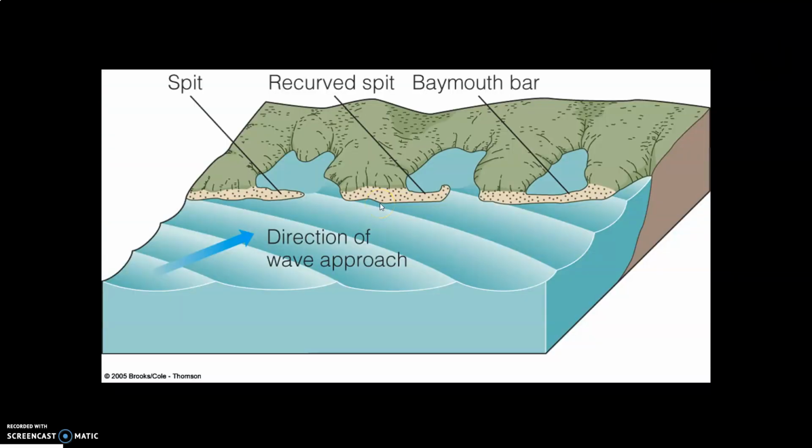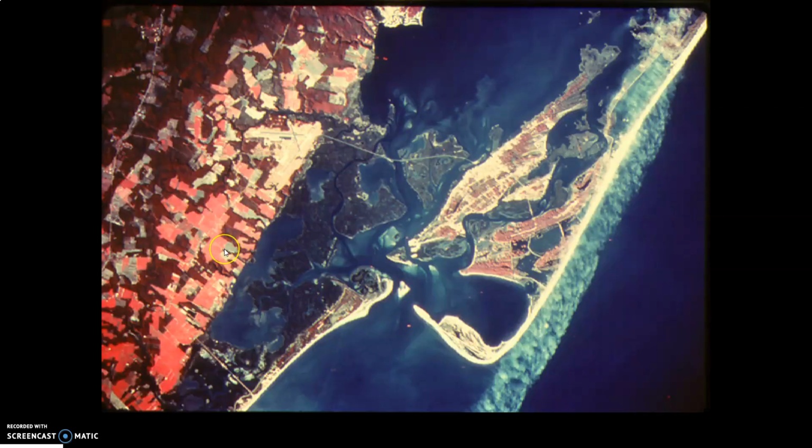So here's kind of a cartoon or a diagram showing depositional features and how they form. This is called the spit. This is a recurved spit here, and this is a bay mount bar. And these are features that form right along the coastline. And we'll look at some features now.